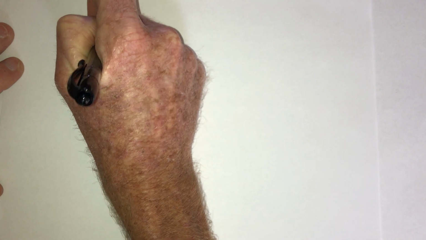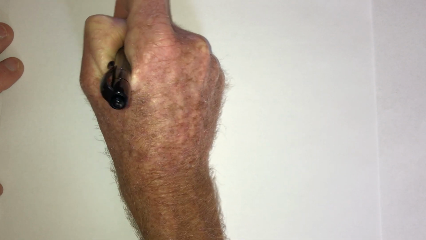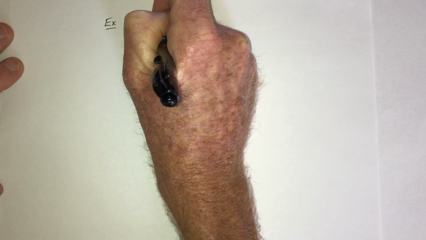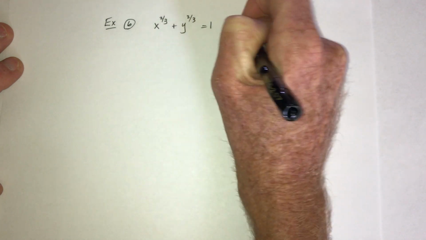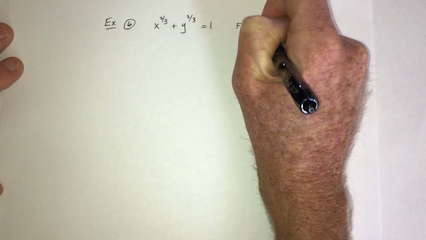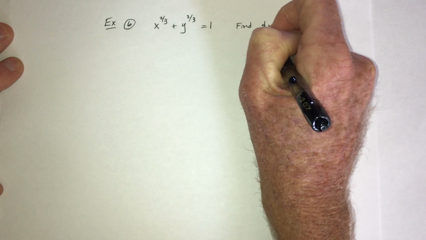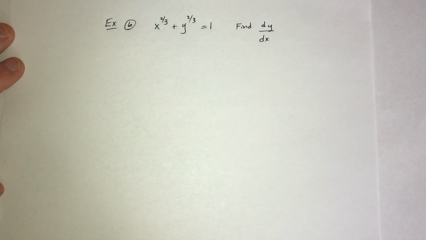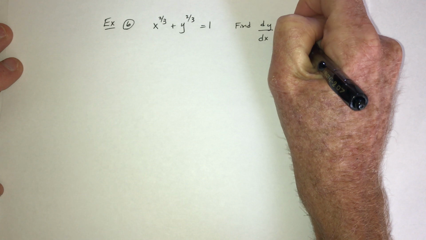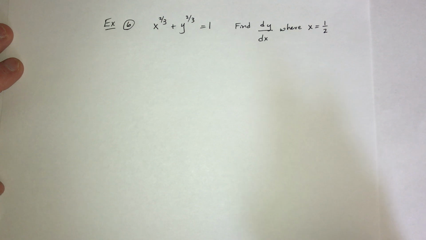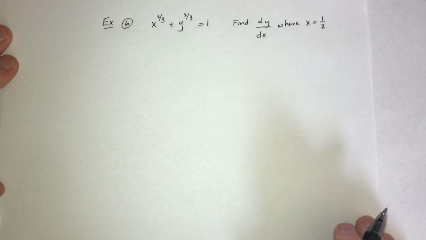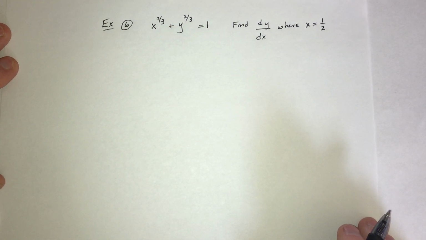But our last example is, suppose you have x to the 2/3 plus y to the 2/3 equals 1. Then find the derivative. More specifically, if x is equal to 1/2. So on this one, I'm going to need to do both calculus and algebra. Which shall I do first? Okay, calculus, sounds good.